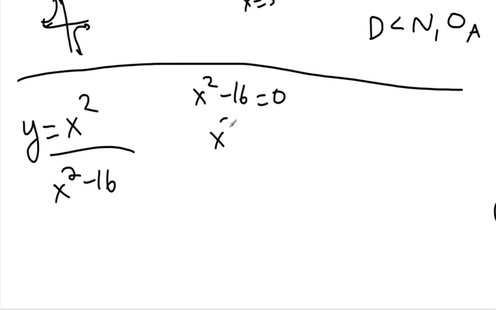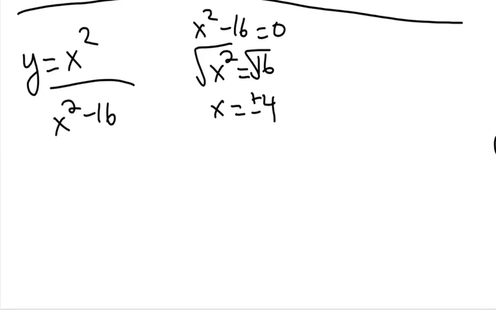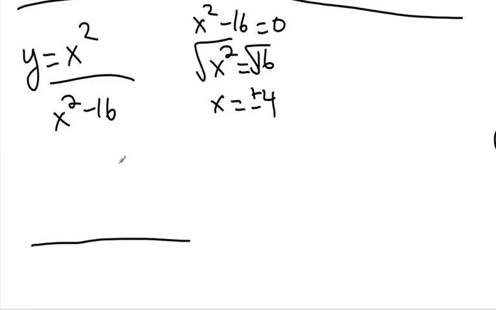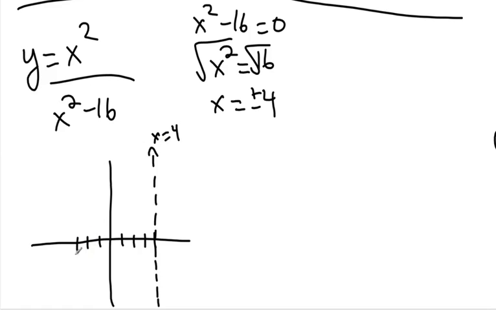Well, in this situation, we're going to have more than one asymptote. We're going to have x equals plus or minus 4. We can't have x equal 4 or negative 4. So on our graph, the first thing we want to do is label these asymptotes. So 1, 2, 3, 4. That's one that we can't have: x equals 4. And then negative 1, negative 2, negative 3, negative 4. That's another one.